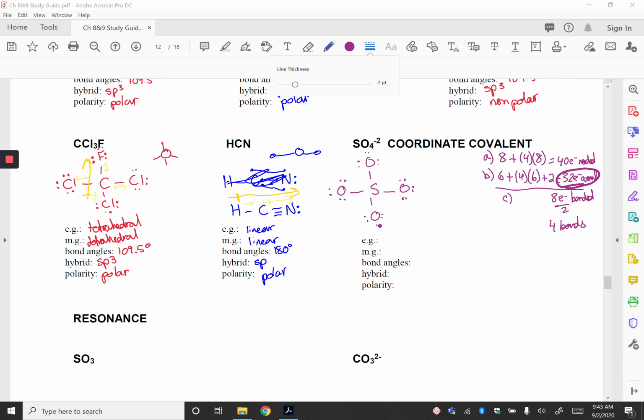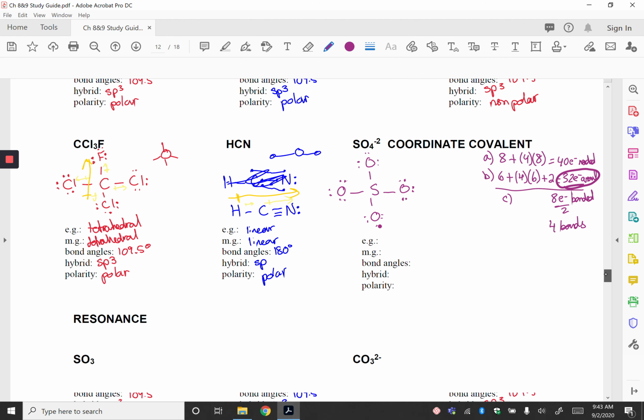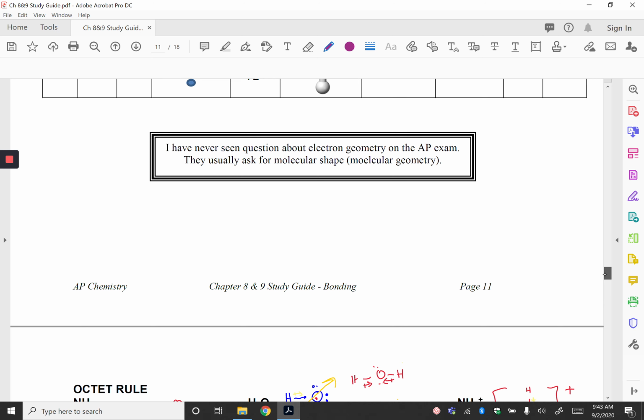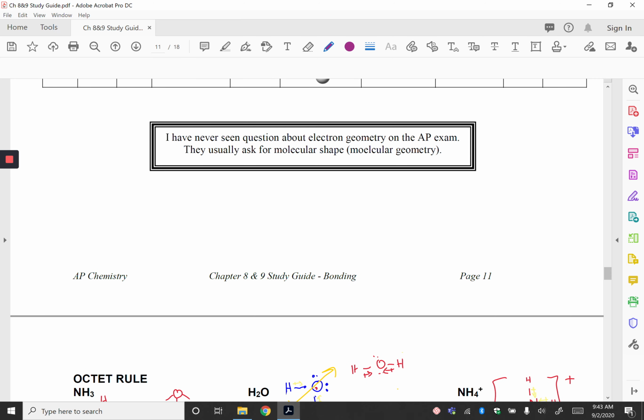Let me try to show you how I would have done this SO4 2- without doing the math. It's a little bit more work, but you can kind of try it if you want.